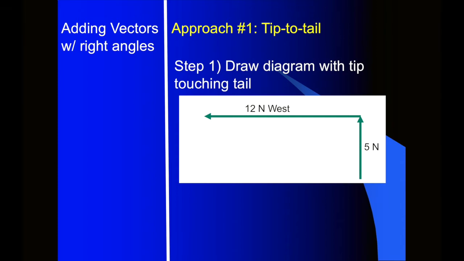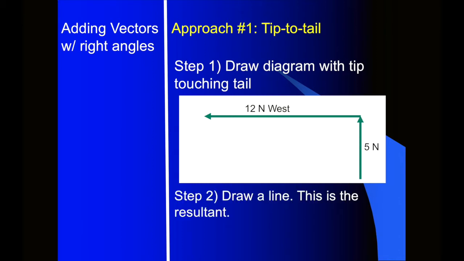When adding vectors that have right angles, there are 2 different approaches. The first approach is a tip-to-tail approach. Step 1 is to draw the diagram with the 2 vectors with one tip touching the tail of the other arrow. Over here we have an example of an object moving 5 newtons north and 12 newtons west. Here we have the tip of one arrow and the tail of the second arrow. Step 2 is then to draw a line that is from this point to this point. So it would look like this.